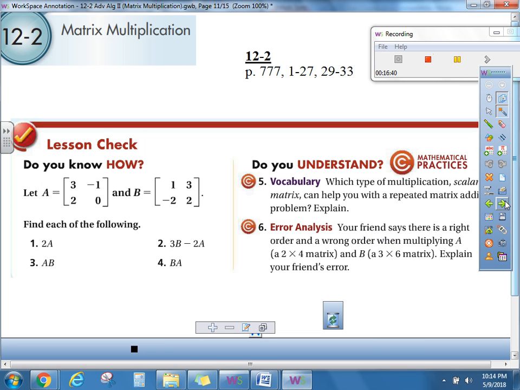All right. So that's all we have for today. Here's your assignment, page 777, 1 through 27, 29 through 33. You guys are welcome to get going. Please work on it in class. Anything you don't have done, take home. We're going to turn them in on Friday.